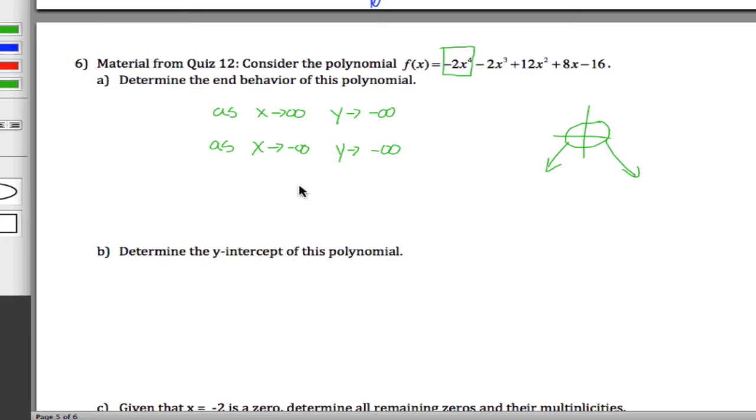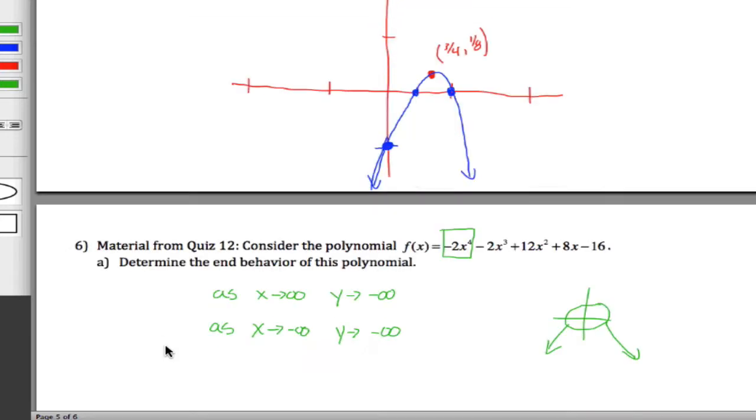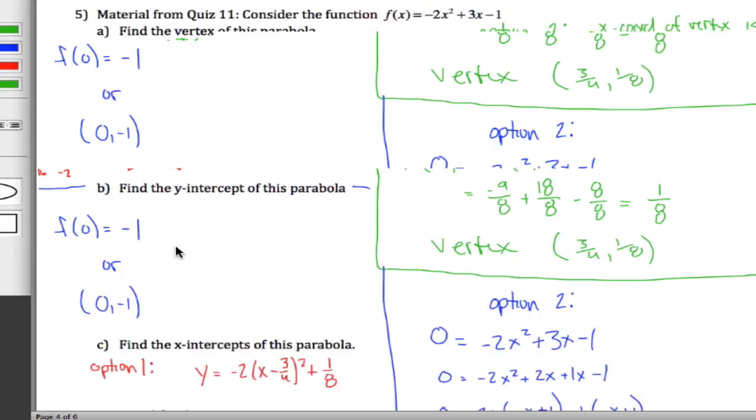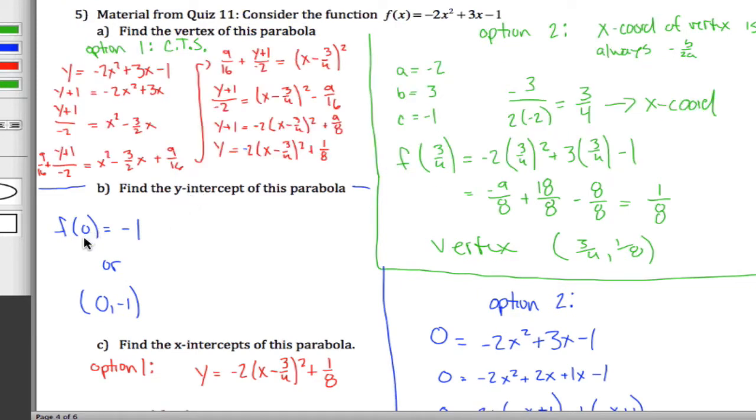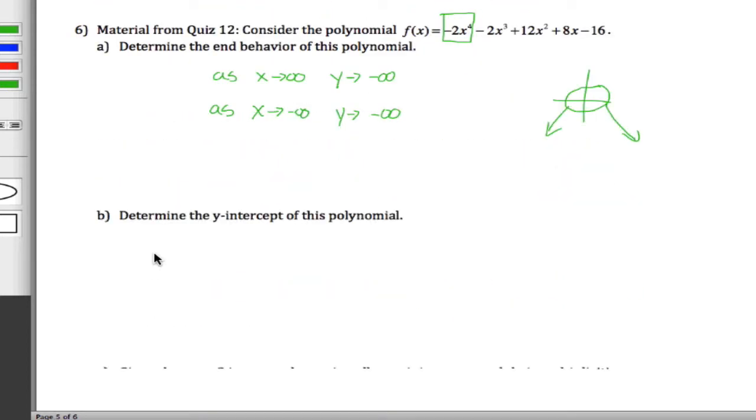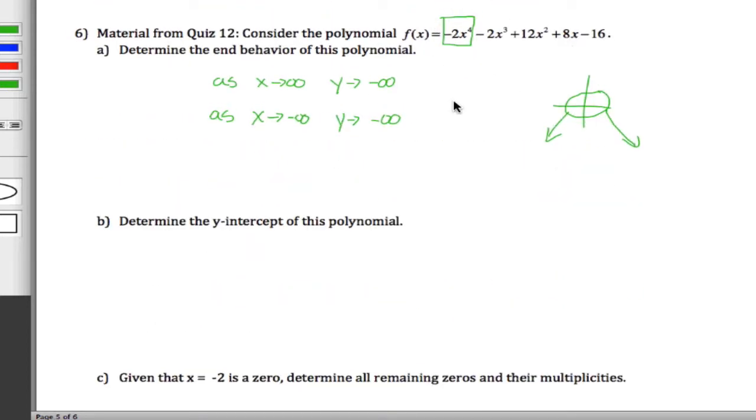Y-intercept, that's an easy one. As we talked about above, the y-intercept happens when x equals 0. All you have to do is change all the x's into zeros. Same idea here. Change all these x's into zeros.